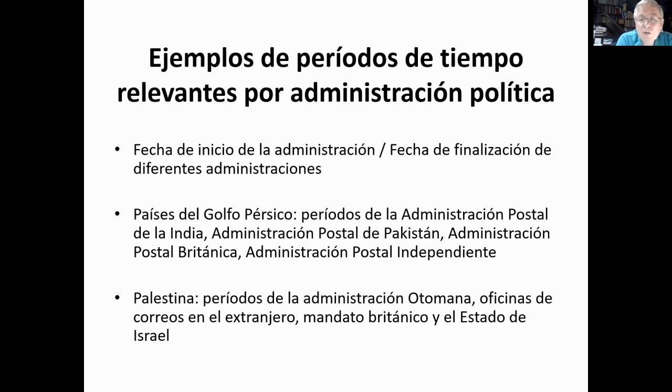Now, if you're producing an exhibit related to the stamps or postal history of Palestine, you need to clearly define with dates which of those periods specifically you're addressing, whether it's one, two, or all. Next.